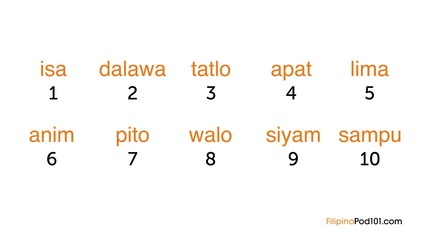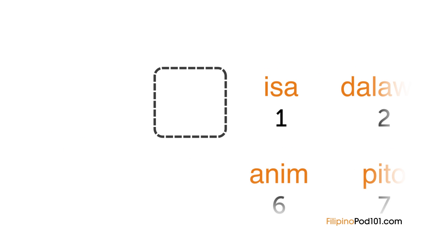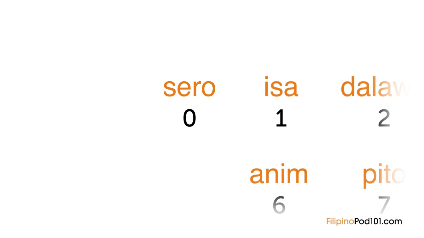Great job! Try to remember these numbers by heart because you'll see them again in bigger numbers. Do you know what is before isa? Here's a clue. It's almost the same as in English. It's zero. Now let's continue from 11.